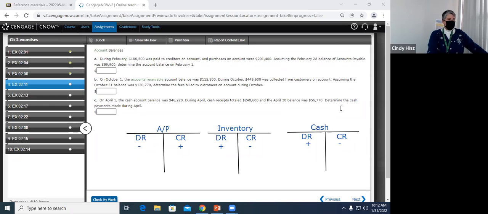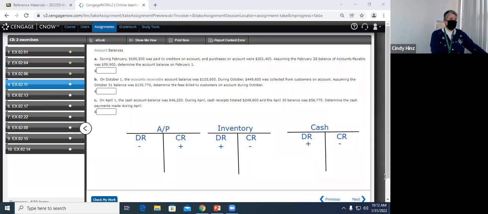As I said, I am going to do these a little bit out of order. But I'm going to read through the whole letter A first. During February, we paid our creditors some amount. So we owed some money, we paid it. We bought some more stuff on account, which means we owe for that stuff. And at the end of the month, we know what the balance was in the accounts payable account, and we're asked to find the beginning balance.